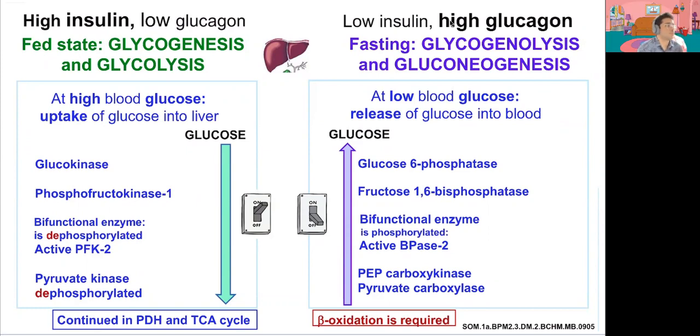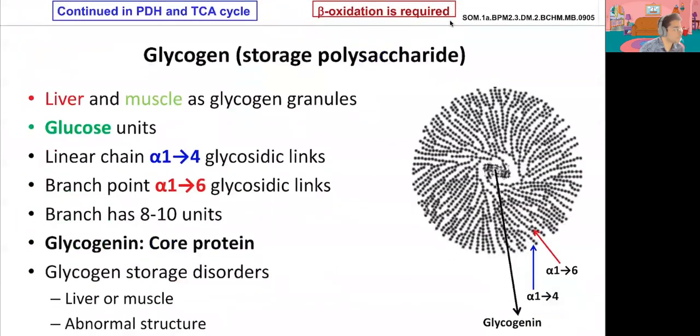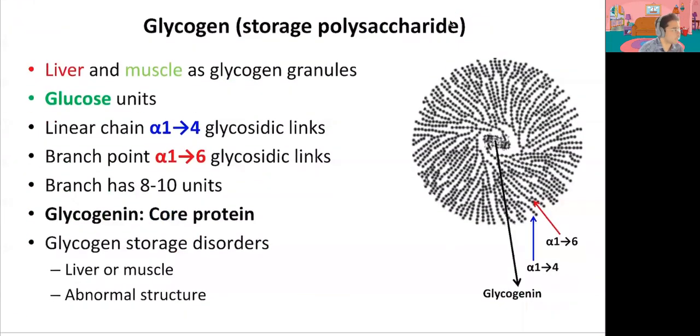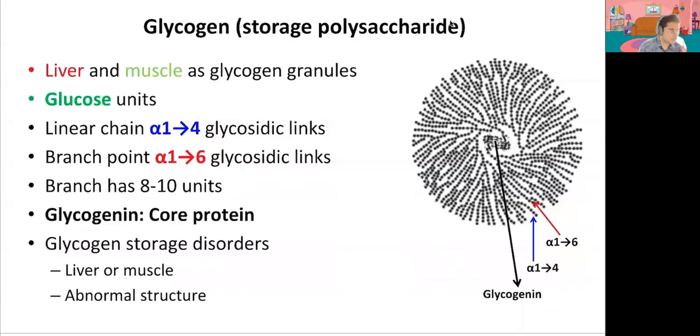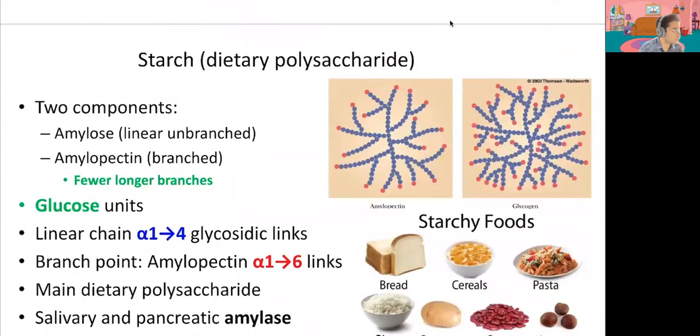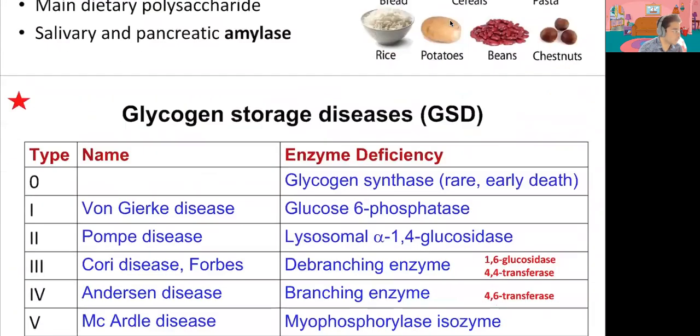Fed state: glycogenesis and then glycolysis. That's what is likely happening. In high glucagon states, you're going to have glycogenolysis and gluconeogenesis. Makes sense. As well as beta oxidation can happen. This is something you guys have looked at. This is the chain, alpha 1,4, and then alpha 1,6 is the branch point component. Starch, you guys have seen this before.